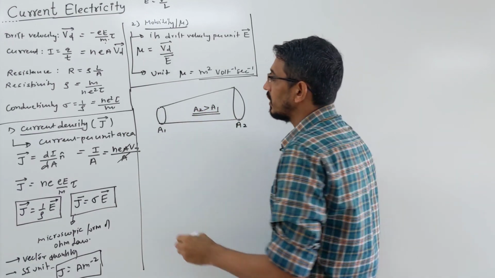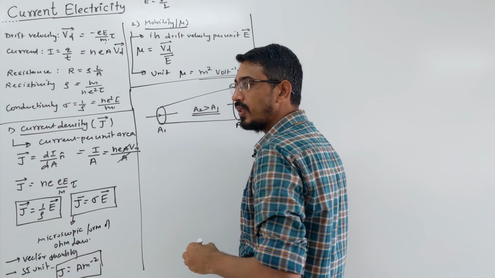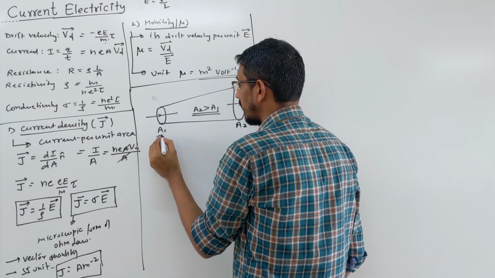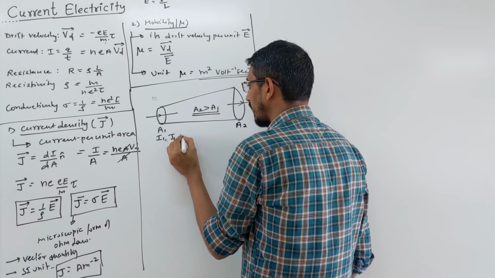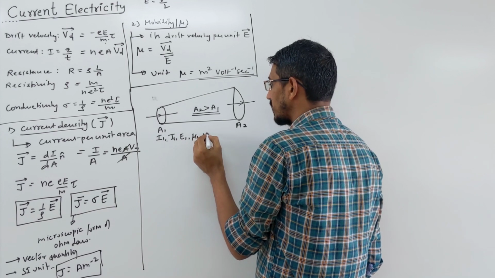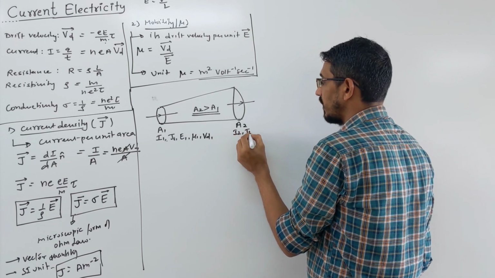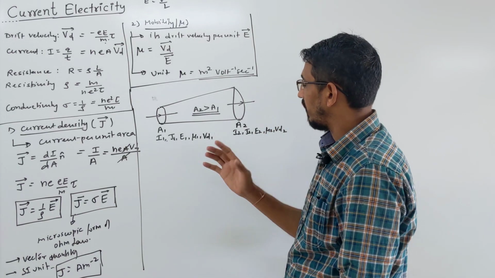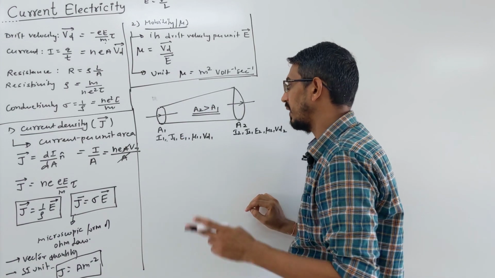This is given. Suppose current is flowing in some direction. This is the direction of current, entering here, leaving from here. Then what happens? How do they ask? Suppose they give some values here. Suppose the current at this point is I1, current density is J1, electric field is E1, mobility is mu1, drift velocity is Vd1, and at this point just write I2, J2, E2, mu2, and Vd2. If you watch carefully, you have 5 things in front of you: current, density, electric field, mobility, drift velocity.